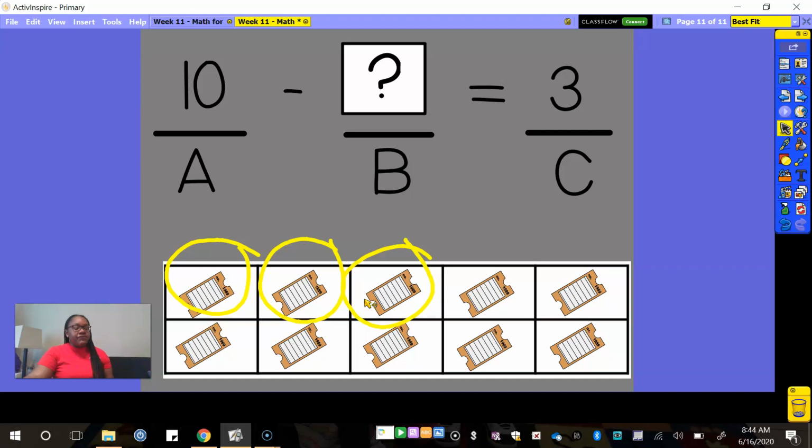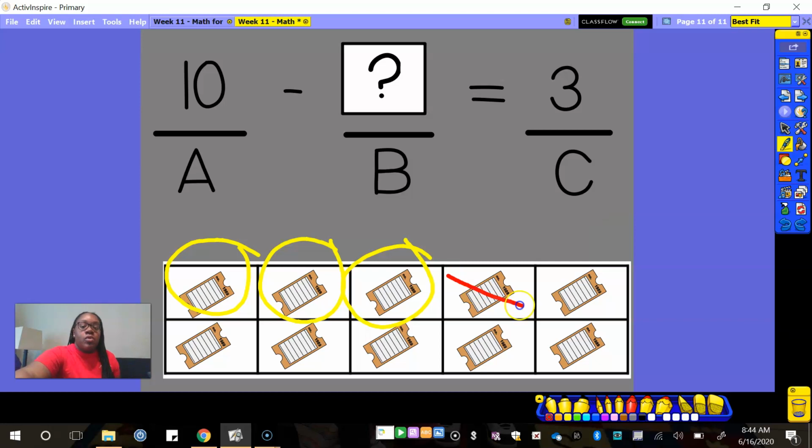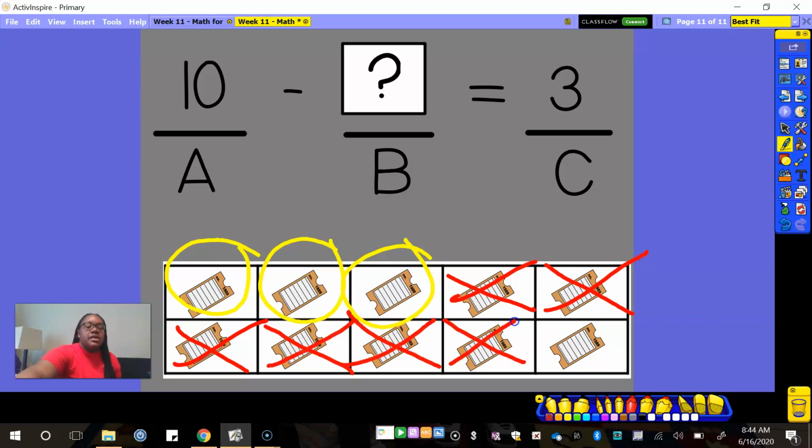And so we need to figure out how many of these did he use. So I'm going to get my writing tool to cross out all of these other tickets because he already used them. But we don't know how many there are. So when I'm crossing out, we're going to count together, okay? So here we go. 1, 2, 3, 4, 5, 6, 7.